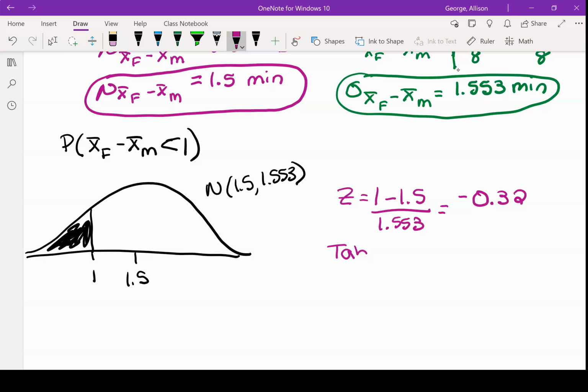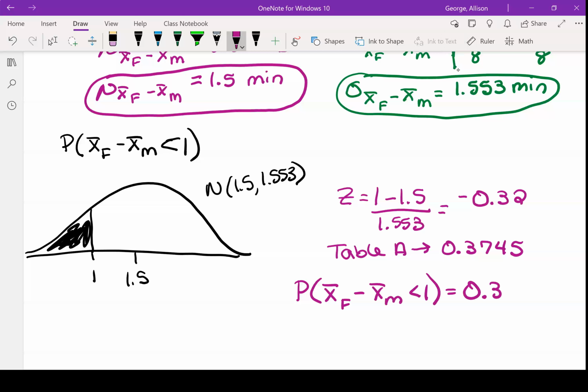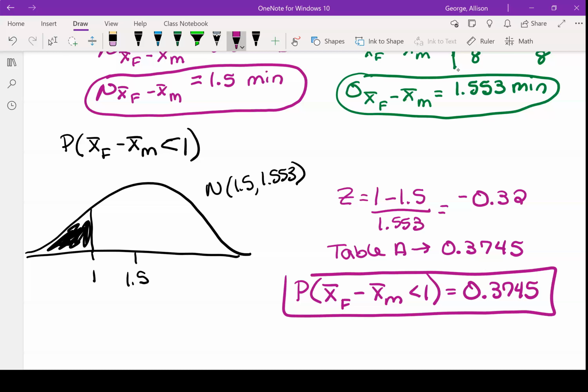So when I go to table A and look that up, it's going to give me a value of 0.3745. Now I need to stop and check. Do I need to subtract from 1? No, I don't. I'm good there. So I just need to write my probability statement. So the probability that x bar f minus x bar m is less than 1 equals 0.3745. This one didn't ask me to interpret, so we're good. Just stop there.